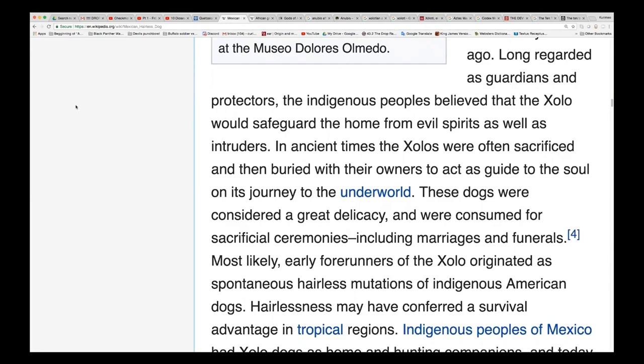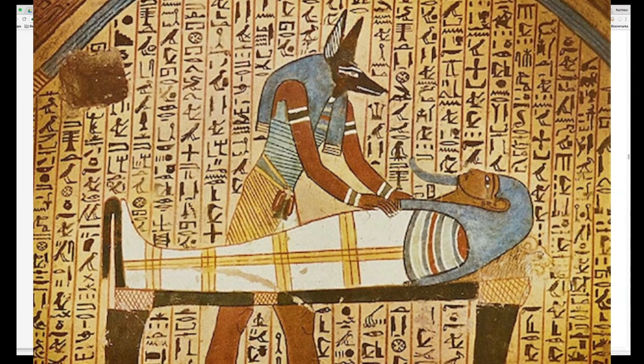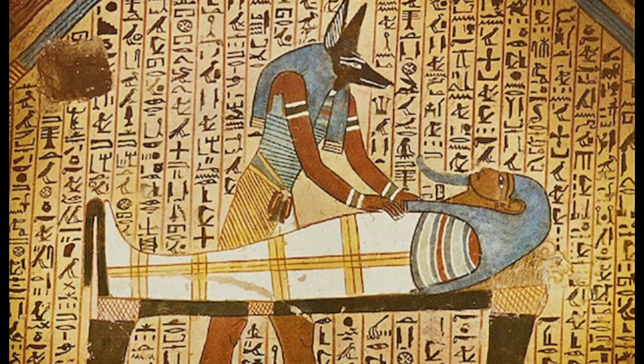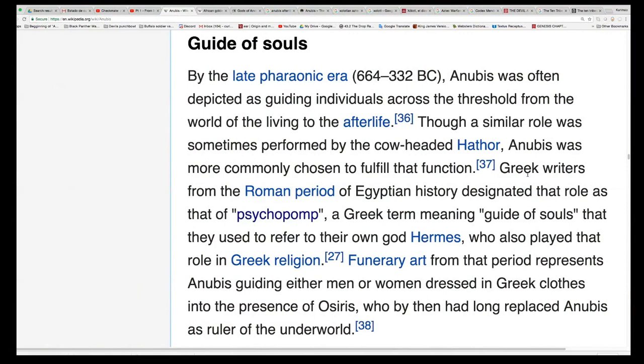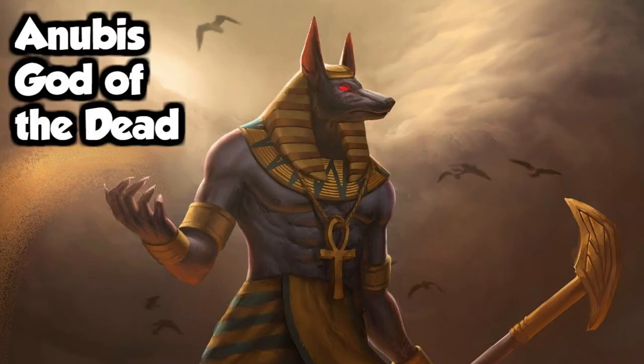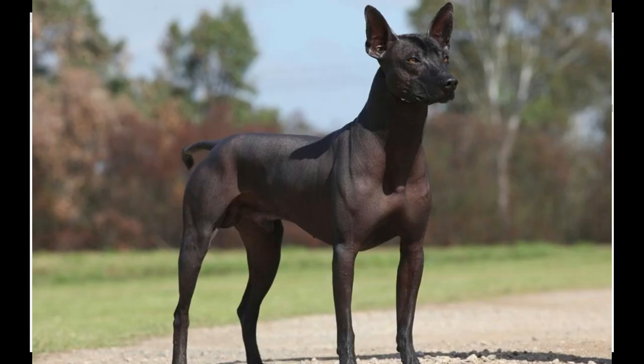Guide of souls. By the late Pharaonic era, 664 BC to 332 BC, Anubis was often depicted as guiding individuals across the threshold from the world of the living to the afterlife. Xolos were considered sacred dogs by the Aztecs, Toltecs, Maya, and other groups.